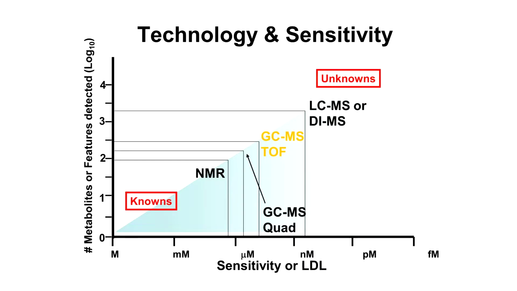In GCMS, it's not unusual to get down to sub-micromolar or hundreds of nanomolar in terms of concentration, and to detect and sometimes identify and quantify up to 200 or 300 compounds. In NMR, the typical sensitivity is about 5 micromolar, and the number of compounds that people can typically identify and quantify is between 50 and 100. So NMR is the least sensitive, LCMS the most sensitive.